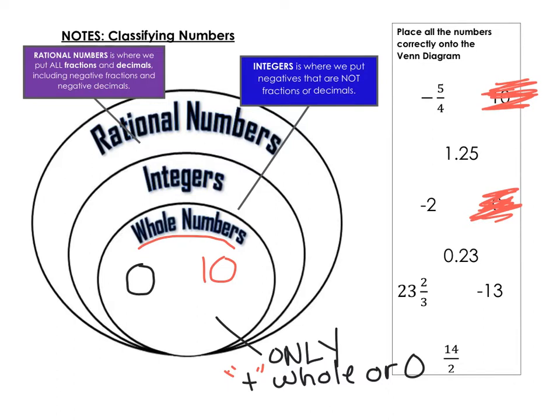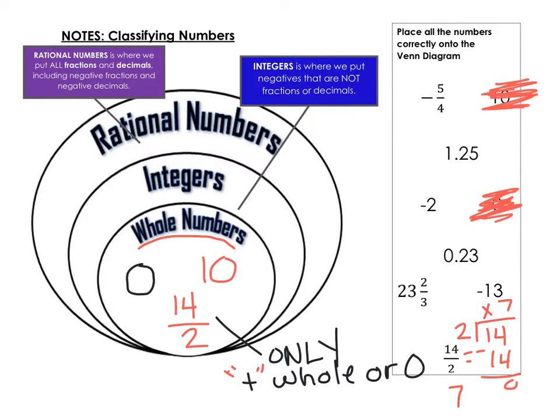Now I will say here, I have a positive fraction, right? That's an improper fraction that I could divide. So be careful with your fractions. So I'm going to divide 14 divided by 2. And here I know 2 goes into 14 7 times. So when I divide 14 halves, I get 7. And 7 is a positive whole number. So here I am going to put 14 over 2 because when I divide it, it does turn into a positive whole number. Okay?